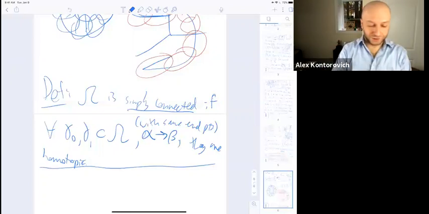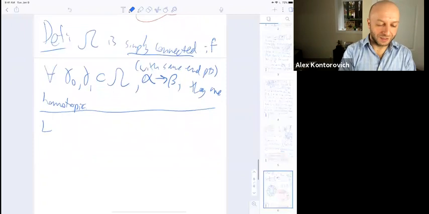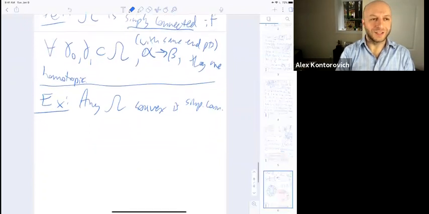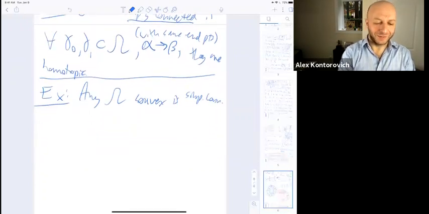Okay. Great. Let's just do a couple of simple examples. Example: any convex set is simply connected. Why is a convex set simply connected? What does it mean to be convex?